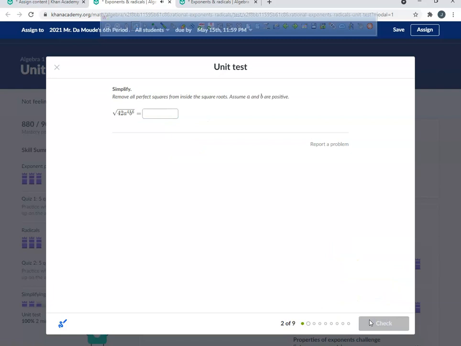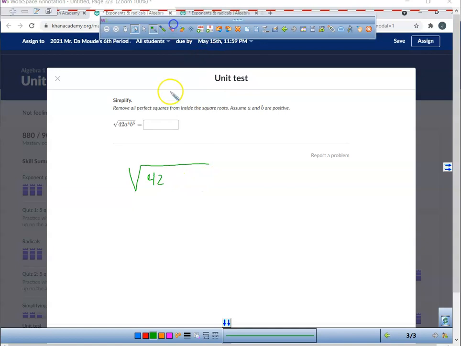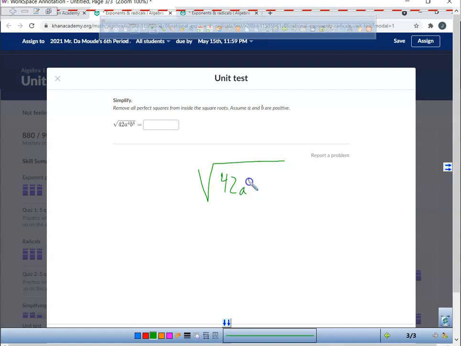Next question. We have the square root of 42, and then there's a to the power of 4, b to the power of 6. Sometimes my board is a little finicky.